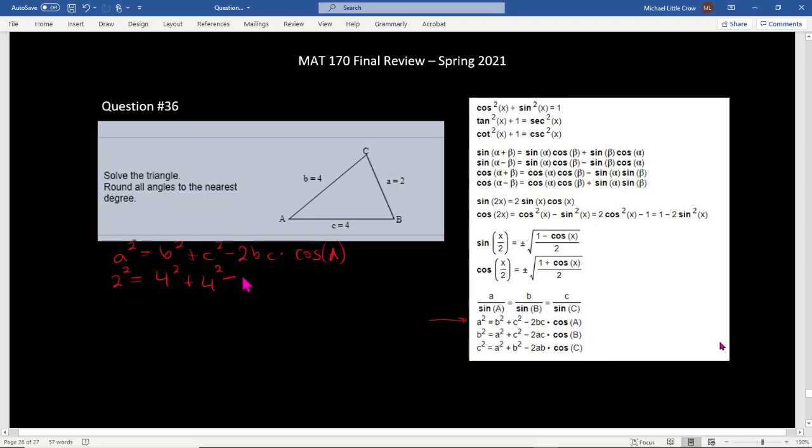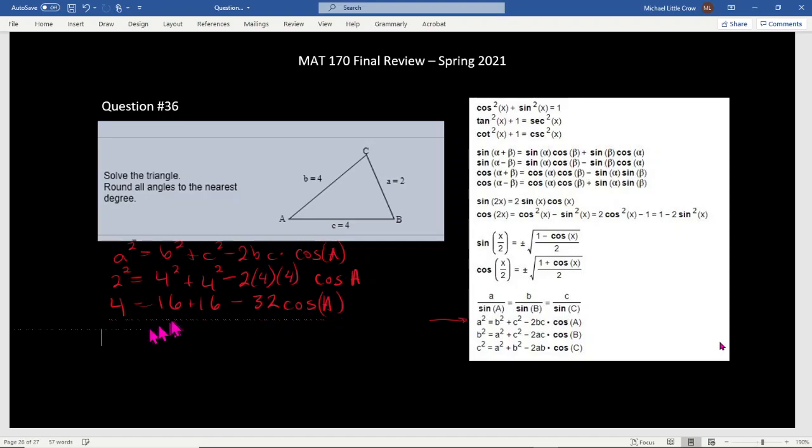But if you didn't notice that, that's okay. Then we get 2 times 4 times 4 times the cosine of A. Okay, so we get 2 squared is 4. That's 16 plus 16 minus 32 cosine of A. We don't know A yet. That's right, 16 plus 16 is 32. So 4 equals 32 minus 32 cosine of A.